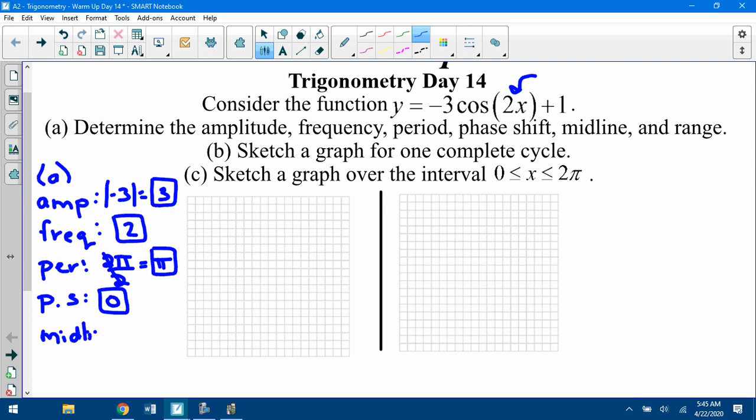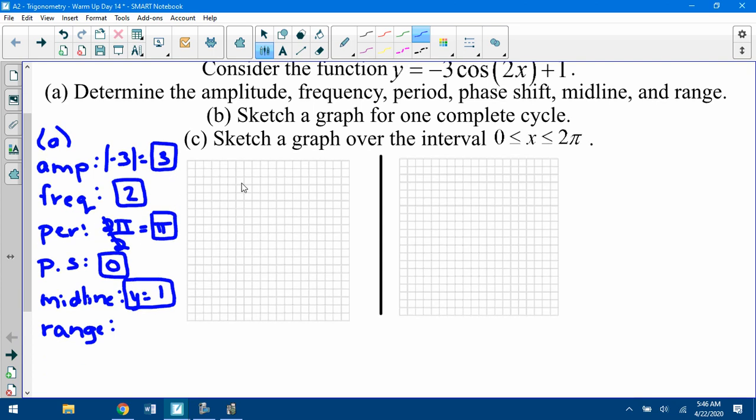Midline, just like on the homework, it's y equals 1, not just 1. And range. You can go over range on the homework, but remember what 2 things affect it. The amplitude should be -3 to 3, and the midline, +1. So the range is -2 to 4. Okay, good.